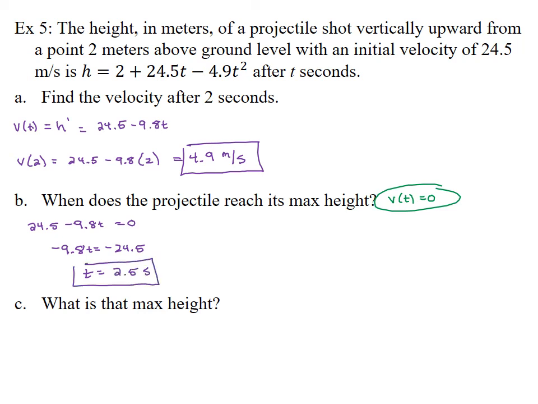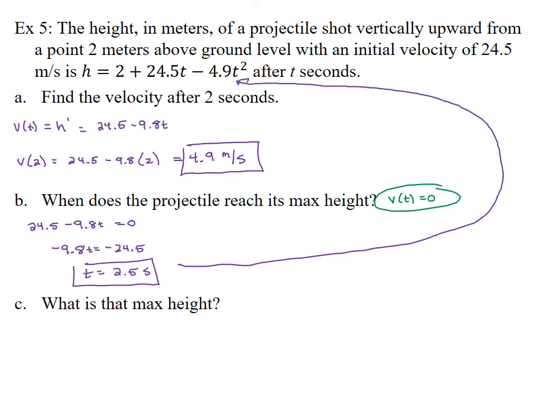So while the velocity was 4.9 meters per second at 2 seconds, if we would have waited a half a second later, it would have actually hit its maximum height. So part C is, what is that maximum height? You're now going to take this 2.5 seconds and plug it into your height function, because that will tell you how high the projectile was shot in the air.